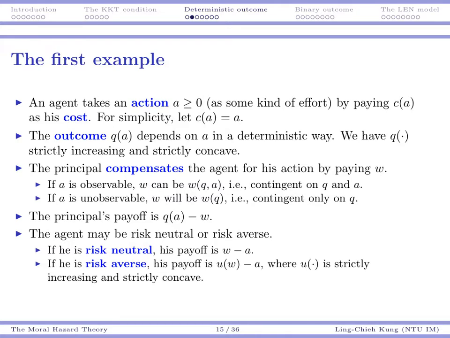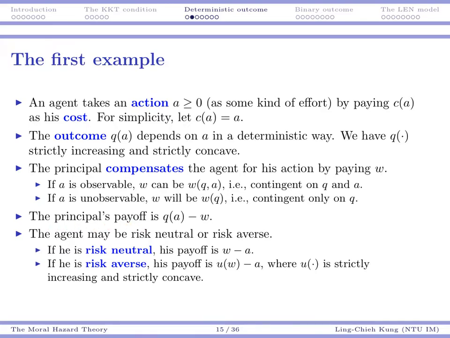Okay, W can be in two formats. If the effort is observable, then W would be denoted as W of Q and A. That means I can pay you according to how much you work and what's the outcome. But if A is unobservable, in that case the W would only be a function of Q, and that means I cannot see how hard you work. What I can do is to compensate you according to the outcome. For example, I don't know whether this salesperson works hard, so I pay him according to the sales outcome.